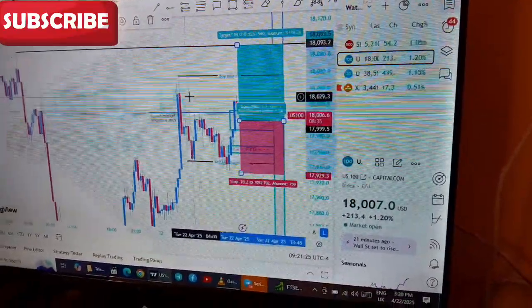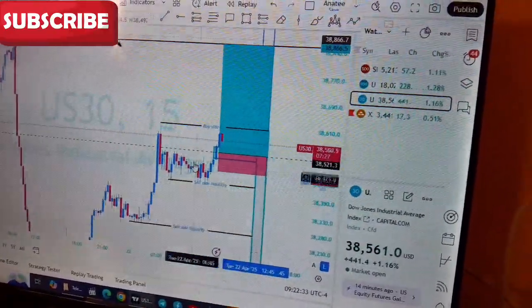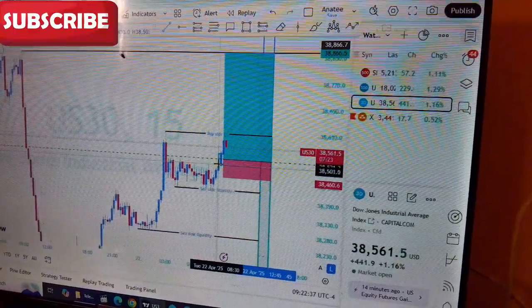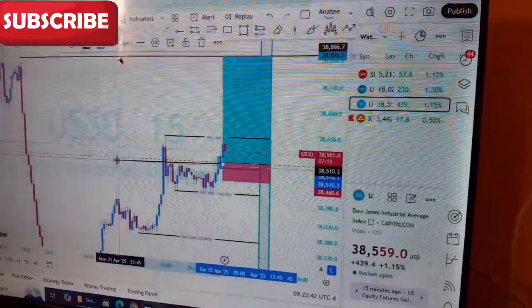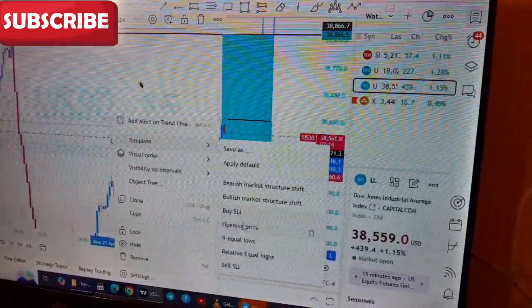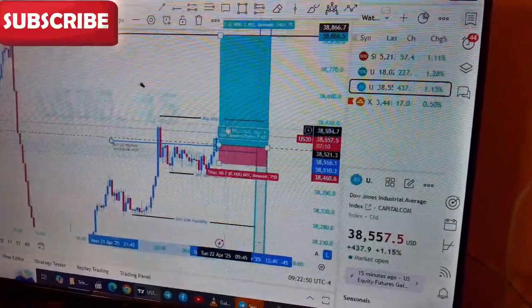Let's go to US30. Back on the US30 now. The US30 is a perfect example. It's a perfect tool. We only have one FVG and we only have one bullish market structure shift. So I've just set my reminders on those things. We just have to wait and see what price will do.